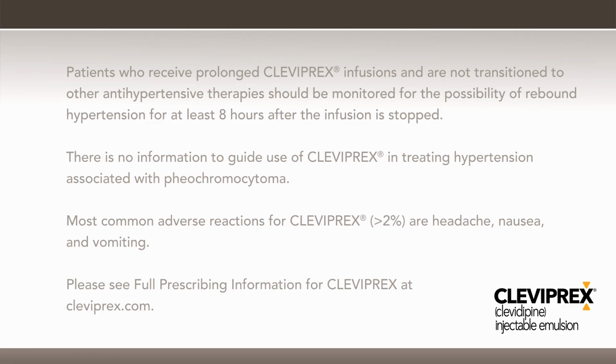Patients who receive prolonged CLEVIPREX infusions and are not transitioned to other antihypertensive therapies should be monitored for the possibility of rebound hypertension for at least 8 hours after the infusion is stopped. There is no information to guide use of CLEVIPREX in treating hypertension associated with pheochromocytoma. Most common adverse reactions for CLEVIPREX, greater than 2%, are headache, nausea, and vomiting. Please see full prescribing information for CLEVIPREX at cleviprex.com.